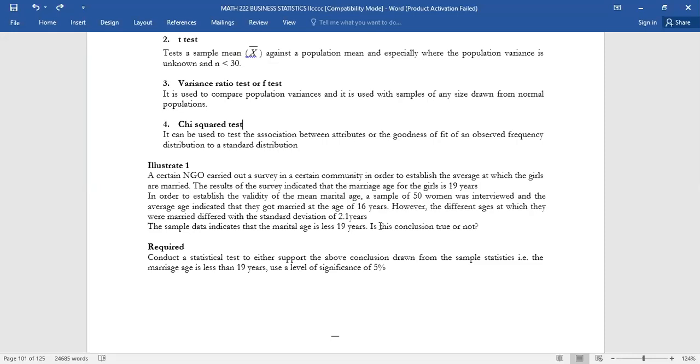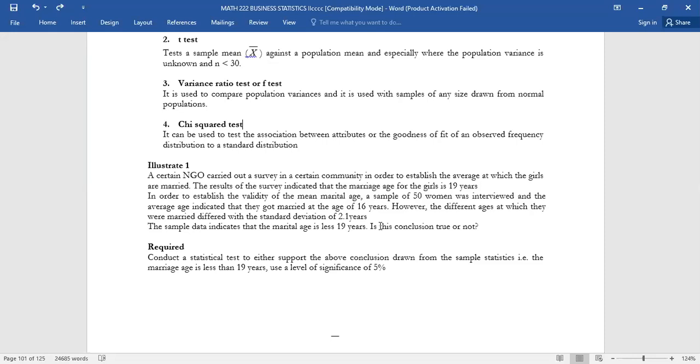Did you understand my example of when Kebs was going to Mumias? What were they going to do at Mumias? They wanted to establish that indeed it is a 2 kg package, isn't it? So any contrary information will be the alternative. In our case here, the NGO are alluding that the mean marital age is equal to 19 years. So the alternative hypothesis will be the mean marital age is less than 19 years.